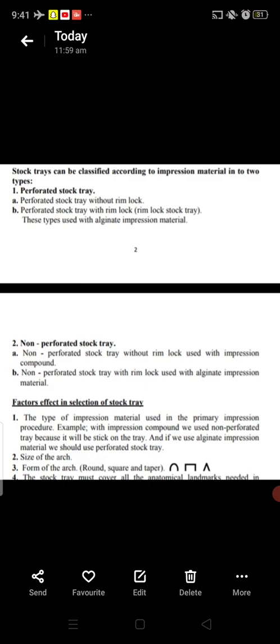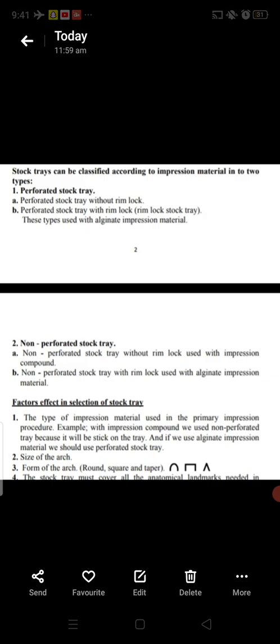Next is the non-perforated stock tray. The non-perforated stock tray we again divide into non-perforated stock tray without rim lock, used with impression compound, which is mainly used for complete denture primary impression. Second is the non-perforated stock tray with rim lock, used with alginate impression material.